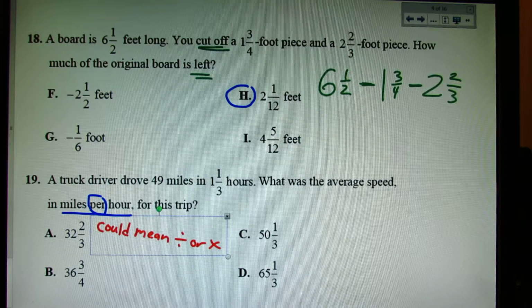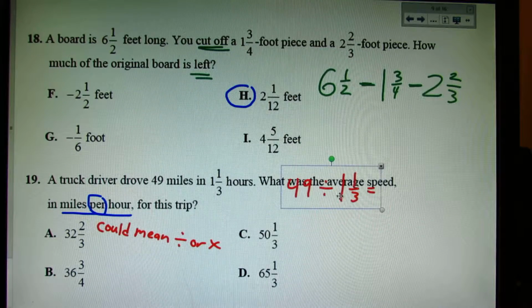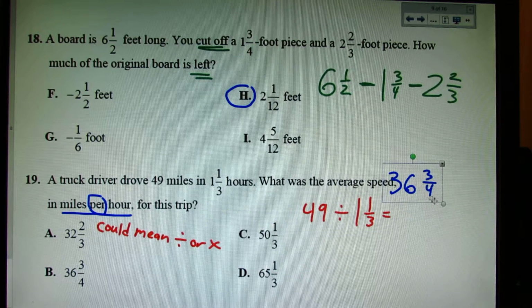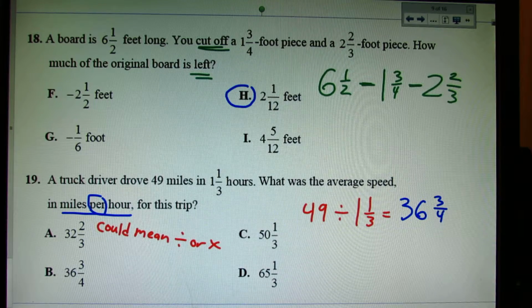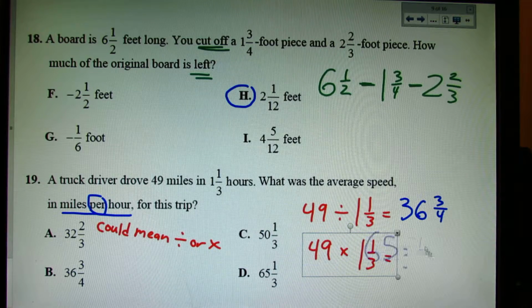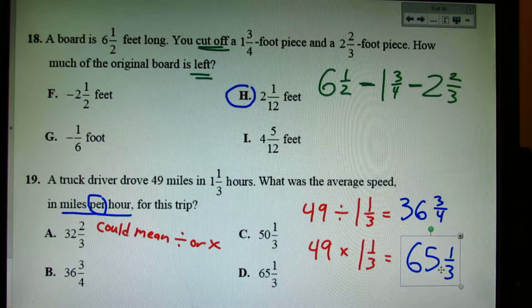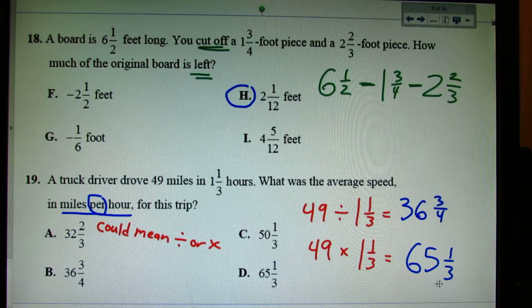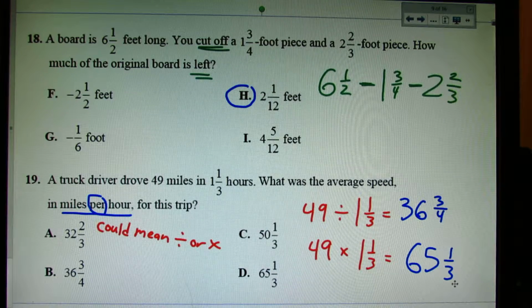All right, so let's try it. If I do 49 divided by 1 1/3, I'm going to get 36 3/4. If I multiply the two numbers, I'm going to get 65 1/3. Again, these answers represent miles per hour. So in 1 hour, this says that I would drive about 36 miles. This answer says in 1 hour, I would drive 65 miles.